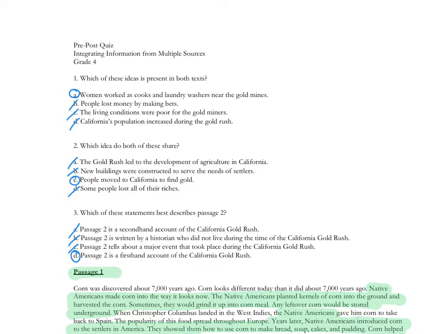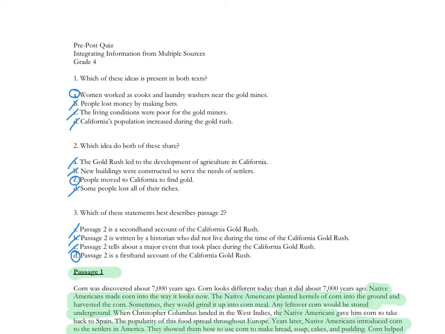Okay, number 2. Which idea do both of these share? You can see I've already circled C was the strongest answer. People moved to California to find gold, and most of you that completed this assignment chose that. These were not missed. Most of us did not miss these.